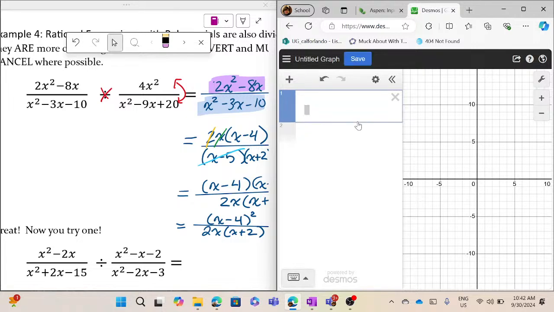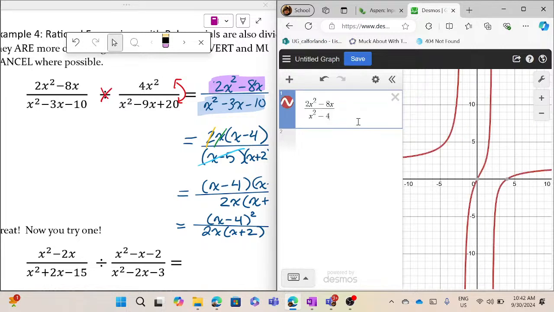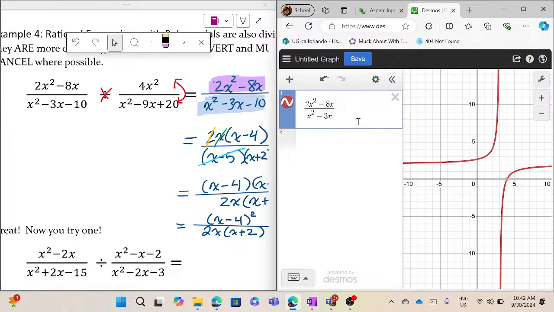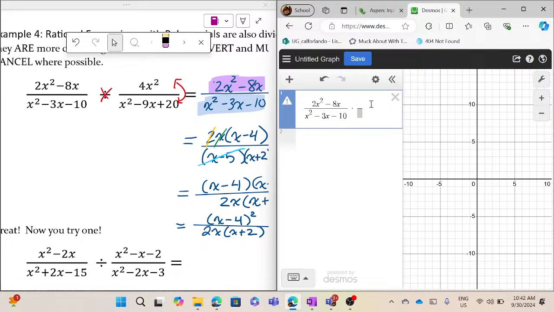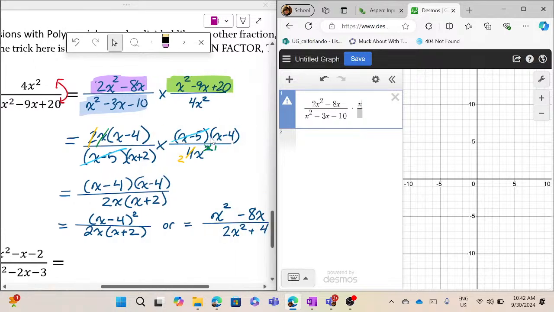Now, the only thing about Desmos is I'm going to have to skip. Look here. There's no real way to put a division symbol in Desmos, so I am going to have to skip to the second step where I had flipped them and made it multiplication. Because if you try to divide in Desmos, it only works in fractions.